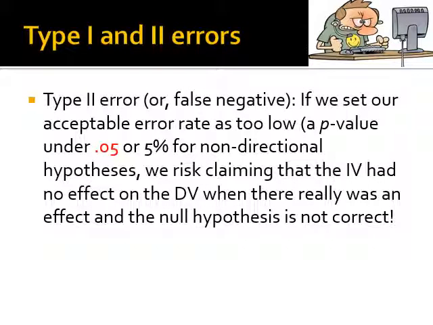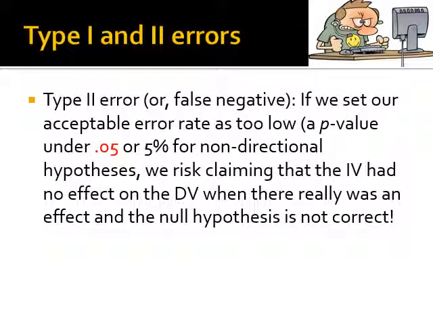But type 2 error, or false negative, is also if we set our acceptable error rate as too low. This is a p-value under 0.05 or 5% for a non-directional hypothesis. We'll talk about directional in a minute, non-directional. So if we set less than 5%, we risk claiming that the independent variable had no effect on the dependent variable, when in fact there really was an effect and the null hypothesis is not correct.